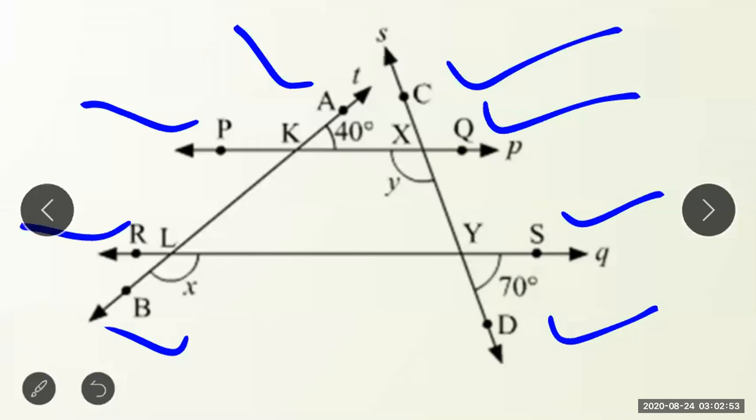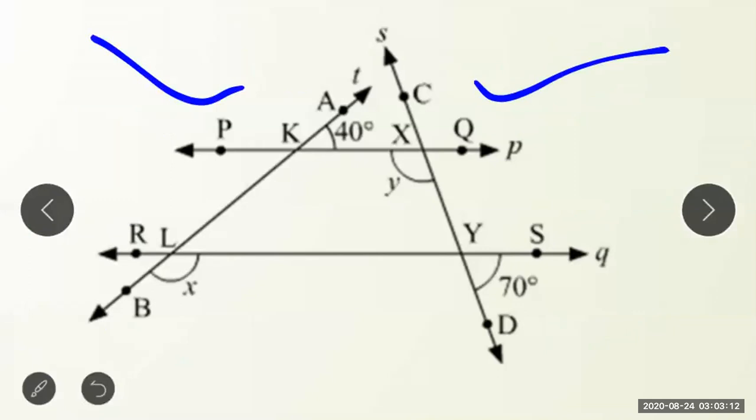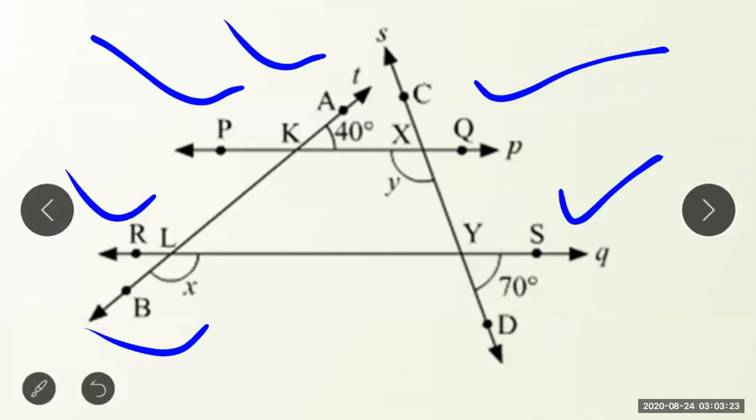Is it clear now what you have to mark? You can take any alphabet. I have taken P, Q. It is your wish which alphabet you mark. Once again I am repeating: first mark P and Q on T, R and S on Q, A and B on T, and C and D on S. This is your first point. I hope everyone is clear. You have to mark the points.